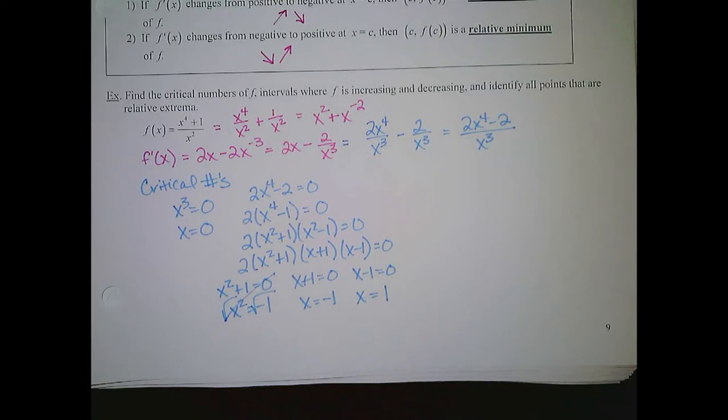Now we can use those critical numbers to determine where our function is increasing and where it's decreasing. In order to change from increasing to decreasing or decreasing to increasing, that means that our derivative would have to change signs, either from positive to negative or negative to positive. And the only way to change sign from negative to positive or positive to negative would be to cross through 0.